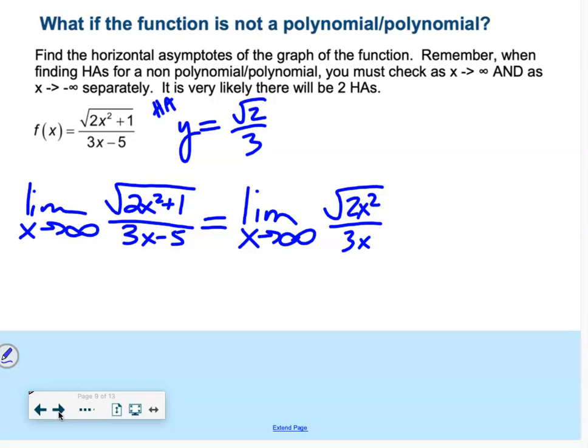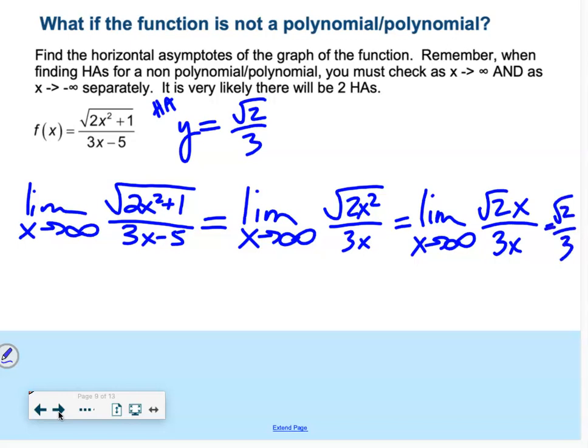Now, we've got the square root of 2x squared. The square root of 2x squared is the same thing as the square root of 2 times the square root of x squared. Now, when x is positive, the square root of x squared is just equal to x. So this is the same thing as root 2 times x over 3 times x. Same degree top and bottom. Now we're just polynomial over polynomial. Quotient of the leading coefficients, done.